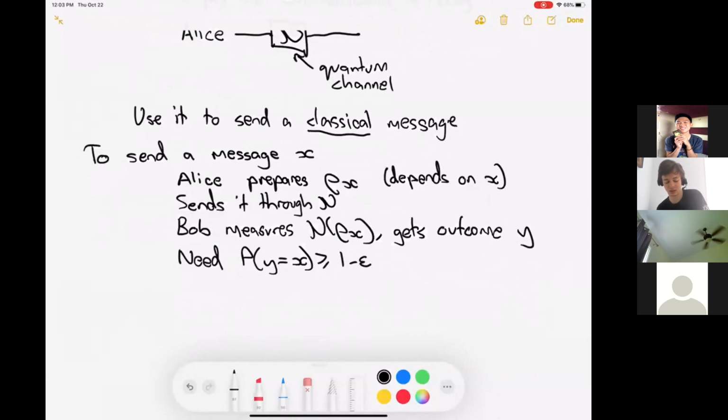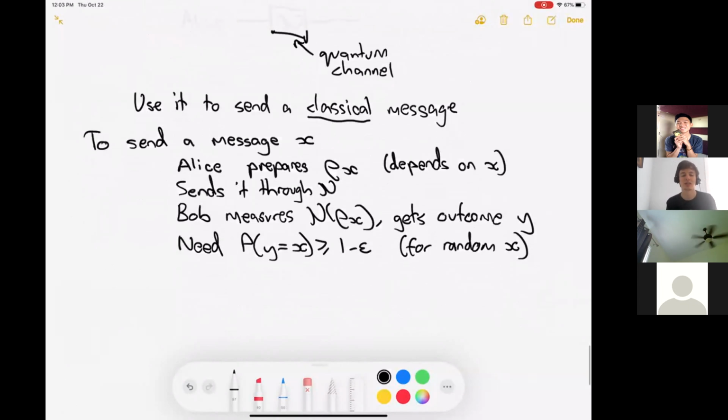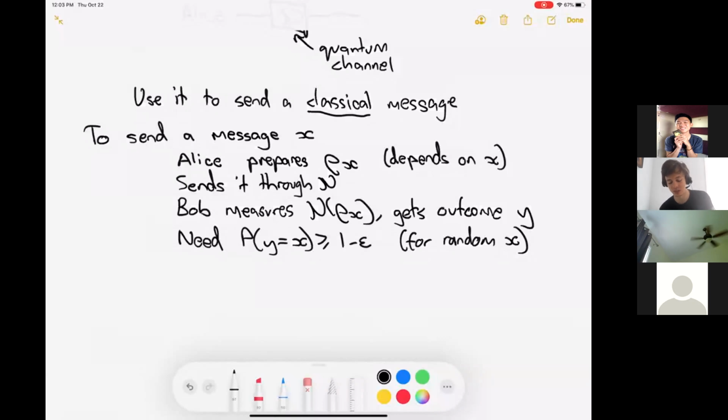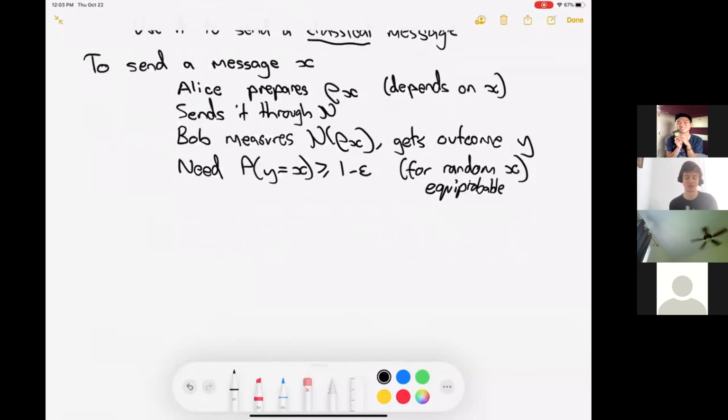If we assume x is randomly chosen. Otherwise, if we only have to have it work for a single value of x, then we can obviously always do it with probability 1, because Bob secretly knows what x is already, because there's only one possibility for it. But x is randomly chosen across an equiprobable distribution over all possible inputs. Then we're going to need to use this quantum channel and learn something about it.